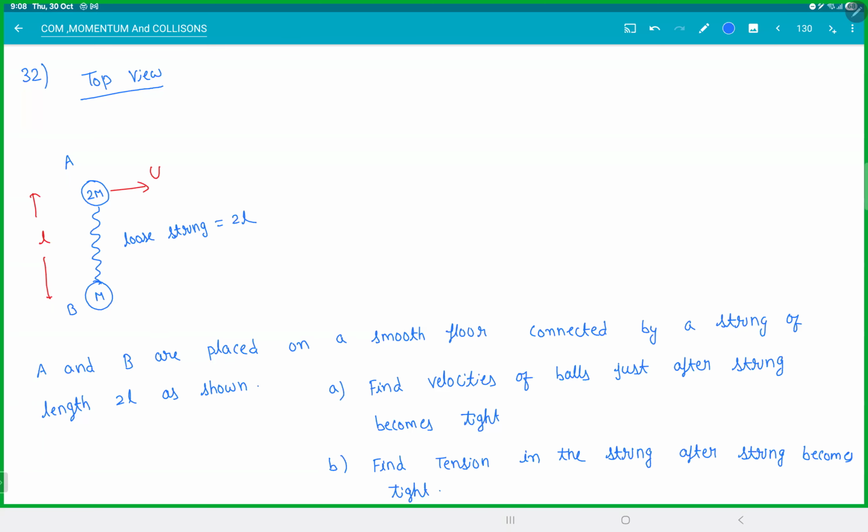√3 is coming? Root won't come, Arya. You can't conserve energy here. When the string suddenly becomes tight, it's like it loses energy there. It's like a jerk. But how did you get √3? Maybe because of that cos 30. Maybe you're right. Let's see. I think you're right.